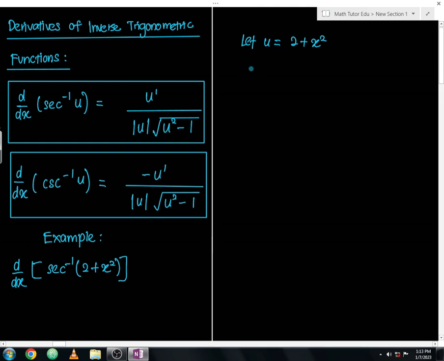So from here, we differentiate both sides. On your left hand side, you get u prime is equal to, on your right hand side, you're only left with 2x. So we've got u and u prime. Now we can solve the following equation by using the secant inverse formula. So u prime is 2x, divided by modulus u, which in this case is modulus of 2 plus x squared, close modulus, and then the square root of 2 plus x squared in a bracket squared minus 1. So let us expand this inside bracket.